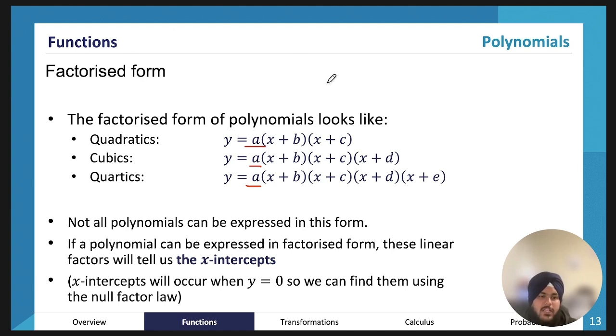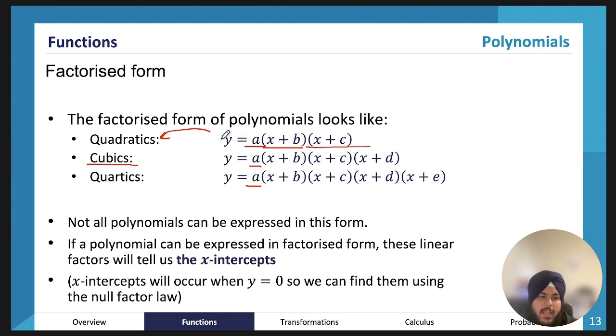And this is called factorized form because essentially you're finding the factors of the graph. So x plus b, x plus c are the factors of whatever this quadratic is. Similarly, x plus b, x plus c, x plus d are the factors of this particular cubic. And what we can determine from this is the x-intercepts by using the null factor law.